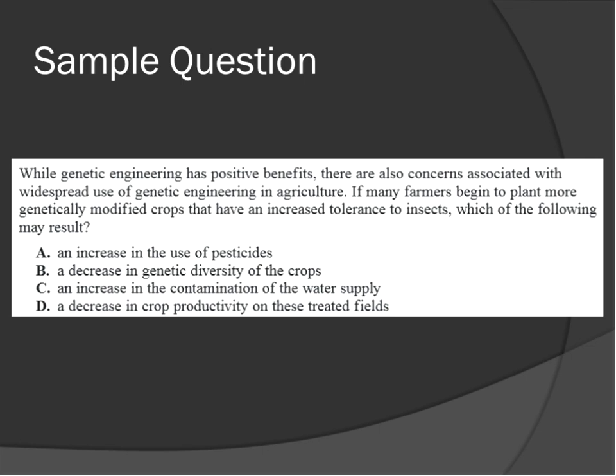Here's a question that goes with it. So here's one last ABCD multiple choice question. While genetic engineering has positive benefits, there are also concerns associated with widespread use of genetic engineering. If many farmers begin to plant more genetically modified crops that have an increased tolerance to insects, which of the following may result? So which one could happen? A, B, C, or D? If farmers begin to plant more modified crops that have a better tolerance to insects, which of the following may result?